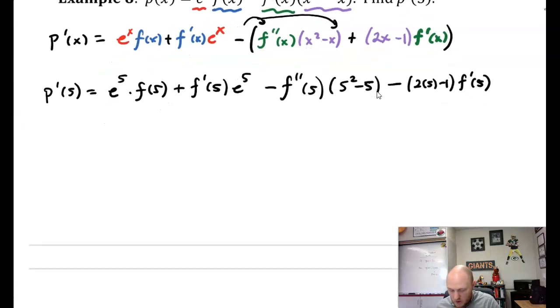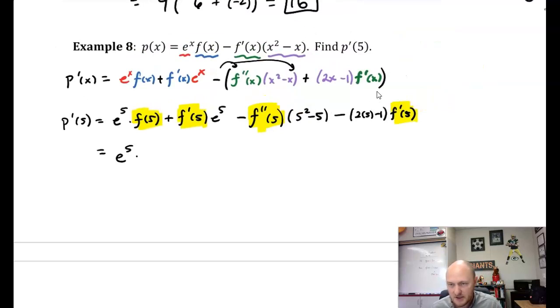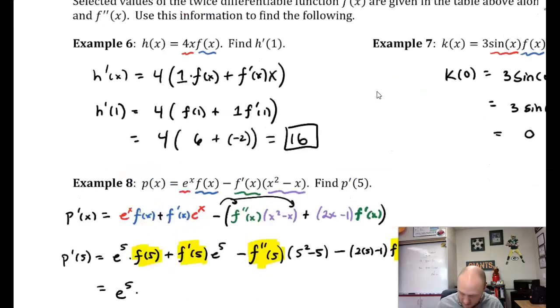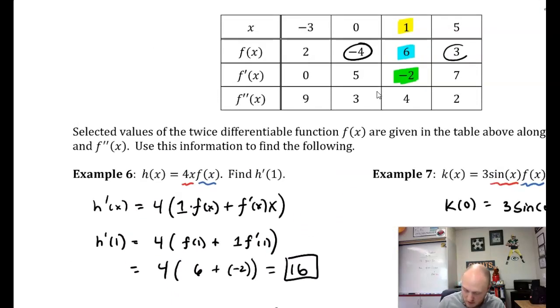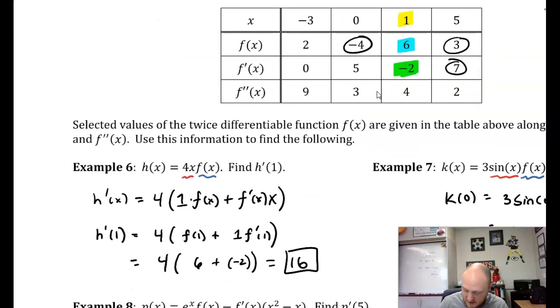So there's a lot going on here, and normally I would tell you just stop, you're done. But it has to be all numerical, no functions. So f of 5, that's a problem, f prime of 5, f double prime of 5, f prime of 5. So we have to go ahead and substitute those out. So e to the 5th times, and I'm going to go to my table. Let's look at 5. F of 5? That's 3. So times 3, plus f prime of 5, well, that's 7.